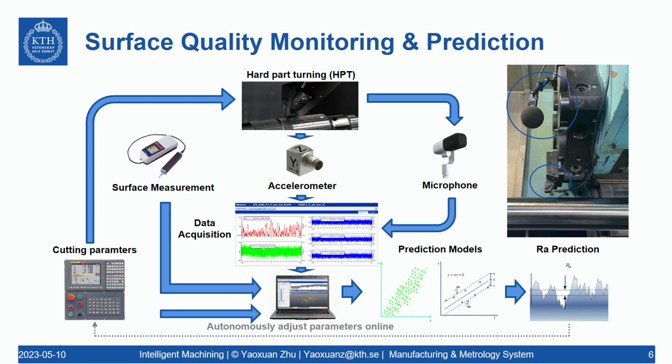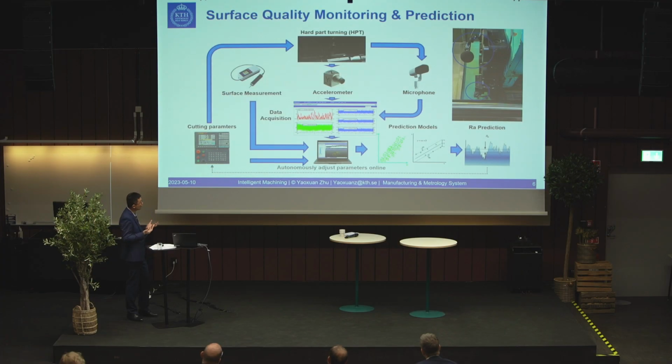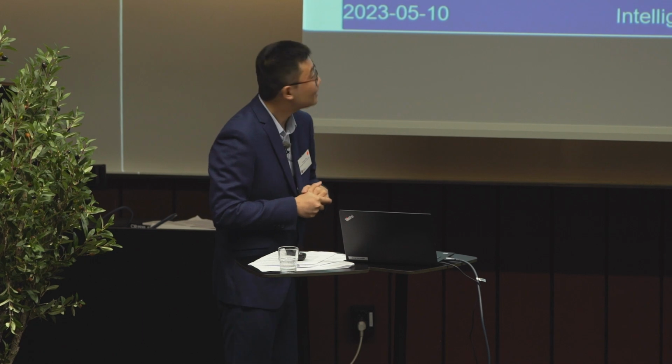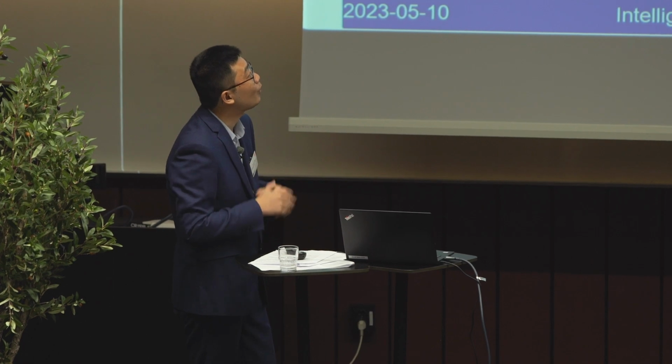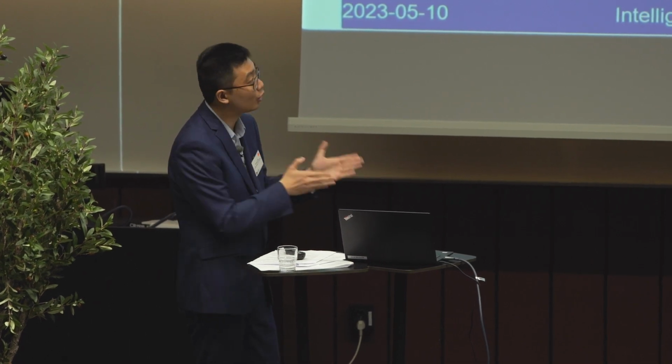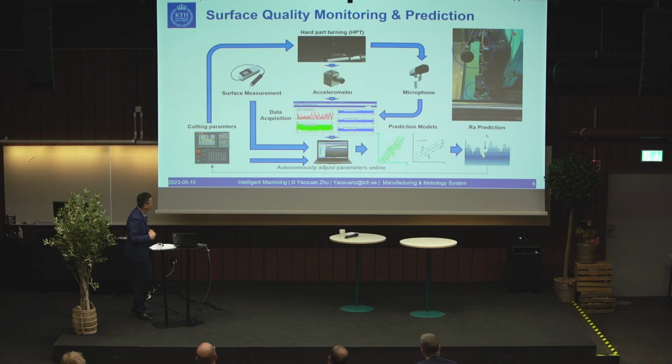It's surface quality monitoring and prediction. During the hard part turning processes, we capture 2 different signals using a microphone and accelerometers, which are vibration sensors, so vibration signals and also audible sound signals. This is one part of the input for the final prediction models. The other group of input data is the surface roughness measurement, because after each run, we need to measure the surface roughness along the workpiece from one area to another, which is the second group of inputs of our prediction model.